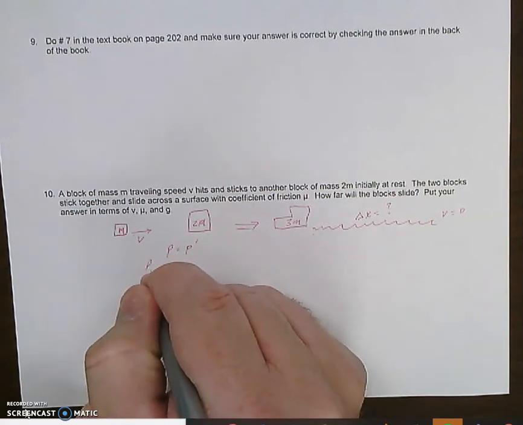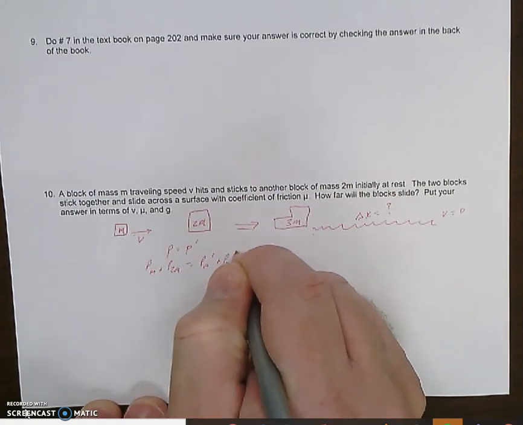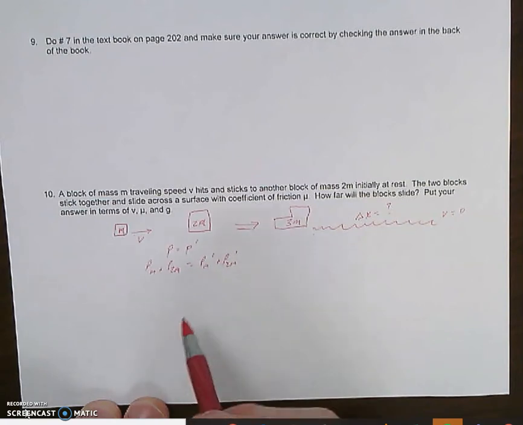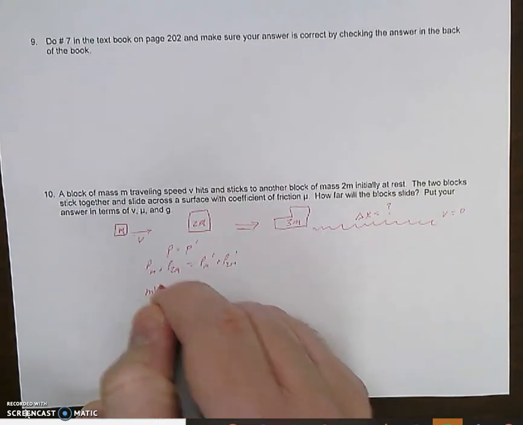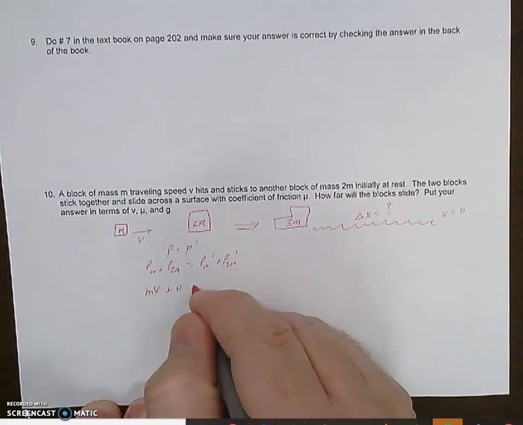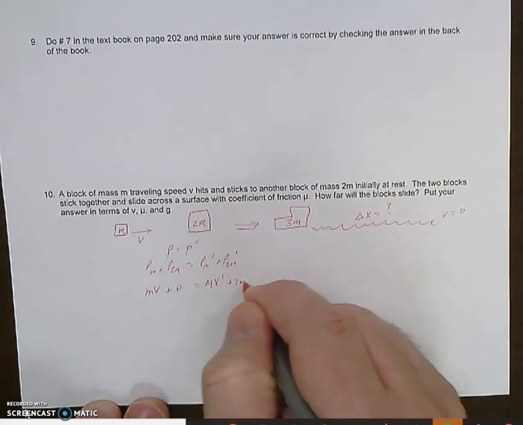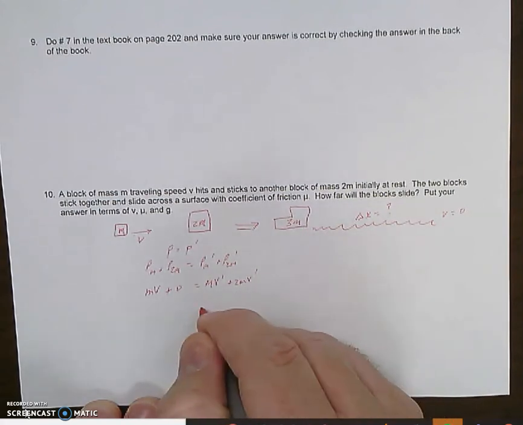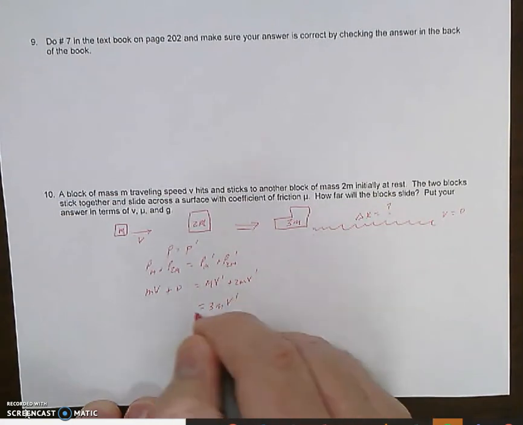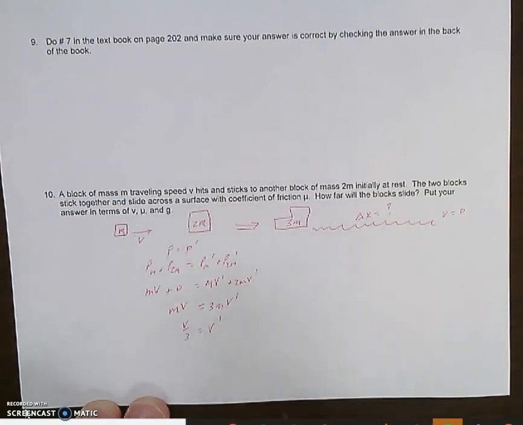So the momentum of m plus the momentum of 2m equals the momentum of m after plus the momentum of 2m after. This second object is stationary to start with, so that's 0. This is m times v plus 0 equals m times v prime plus 2m times v prime. That v prime is the same because they combine. So on the right side I've got 3m times v prime, equal to m times my original v. Therefore, the speed after the collision is a third of what it was to begin with.